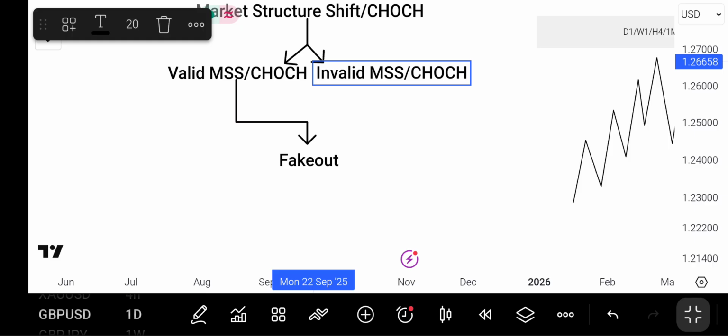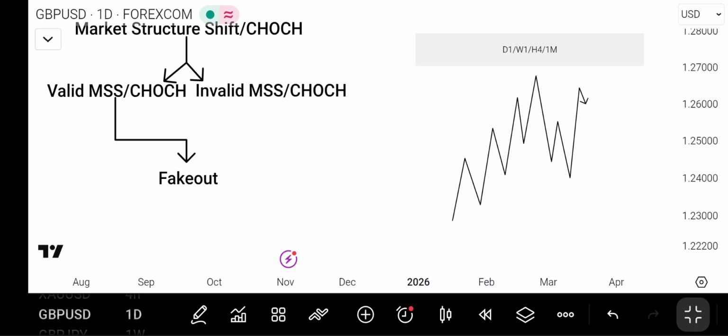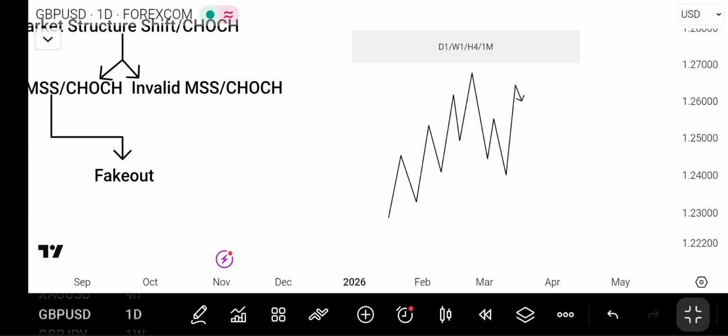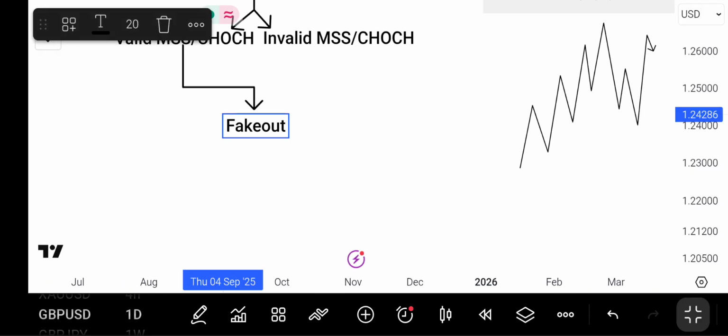Remember, invalid market structure shifts only happen in lower time frame. Whenever a market structure shift happens in lower time frame without tapping into our buyers' points of interest, then it is invalid. It might just be a liquidity grab to continue its initial trend. All right, now let's talk about fake out.